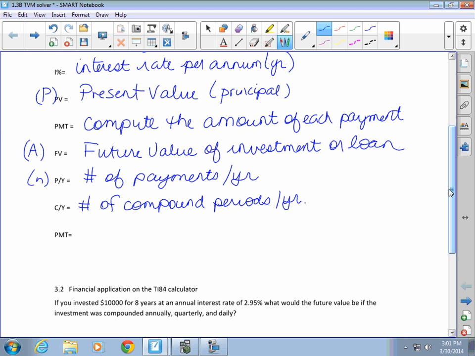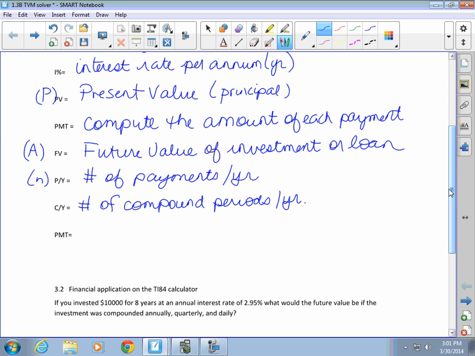So if it says it was bi-weekly, then you would have 26 periods per year that you would compound your interest. And then PMT is basically your end result. Payments made at the end of a certain period.